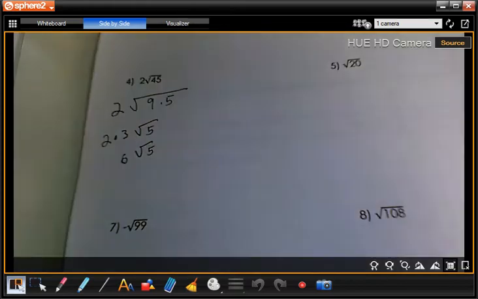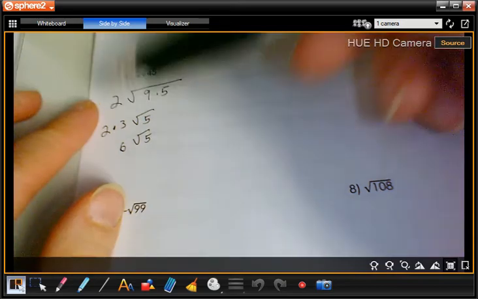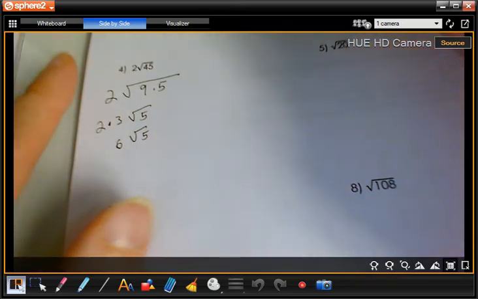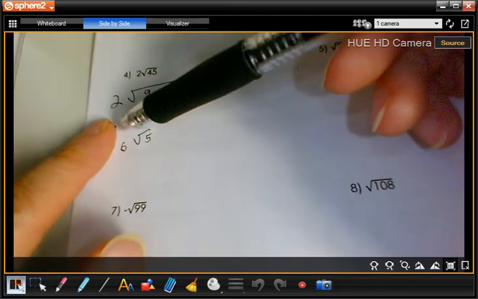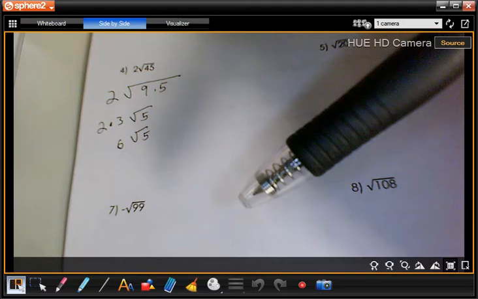So you get how we're just bringing this 2 down, just kind of ignoring it for right now, right? So 9 times 5 is 45. Square root of 9 is 3, so that moves to the outside. But then I've got this 2 out here, so I just multiply them together. And then I'm done.